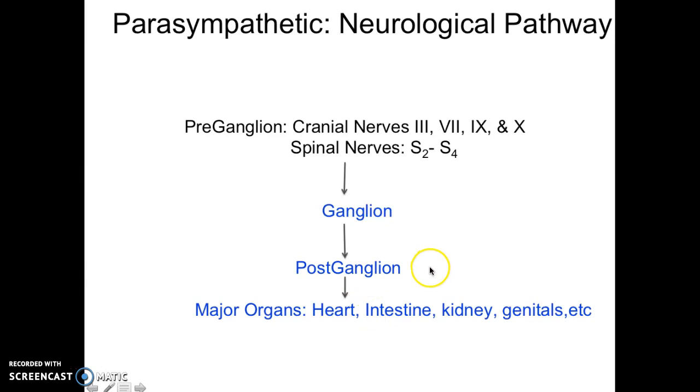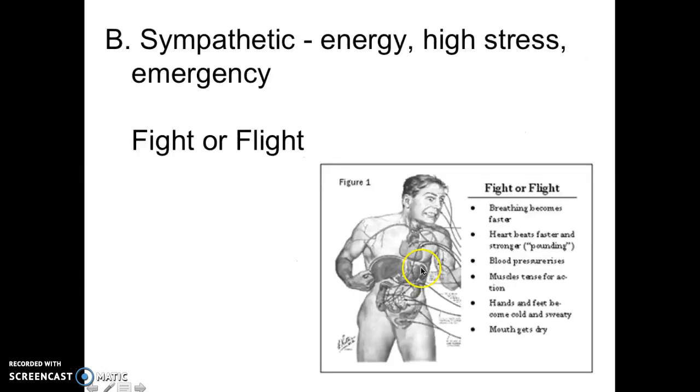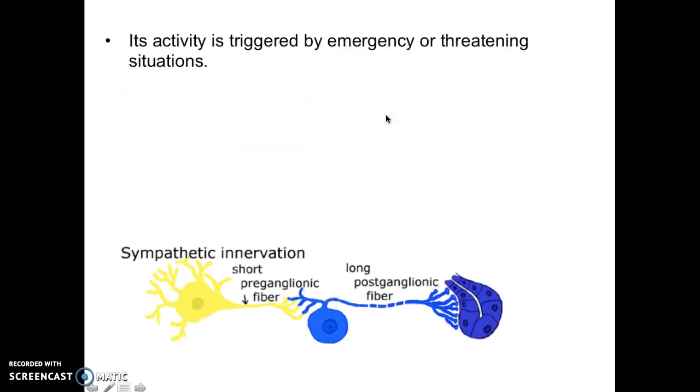or even reproduction. Okay, so now we're going to talk about sympathetic. So during your sympathetic is this high stress emergency. So this is fight or flight. This is put in place by your body to help you survive in a predator-prey situation, mostly. So it is triggered by emergency or threatening situations, although we, as humans, will make it ourselves by exercising.